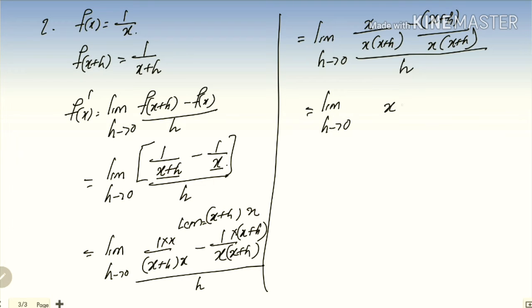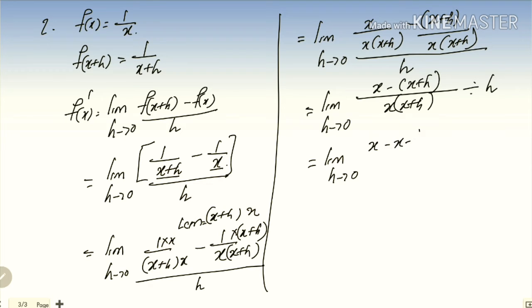What is the denominator? LCM x times x plus h. Up you will get x minus bracket x plus h, right? Then divided by h, I am just writing like this, divided by h, bottom one. Now I am simplifying, so it's going to be limit h tends to 0, opening the bracket, x minus x minus h divided by, even if you leave the denominator as it is, or you can open the bracket, nothing wrong, x square plus xh.